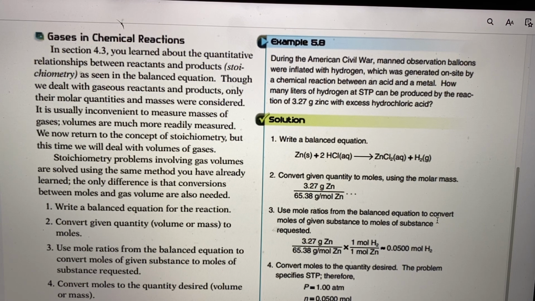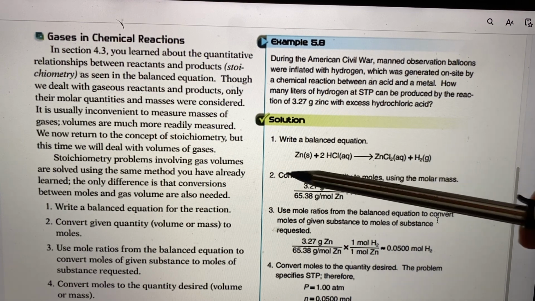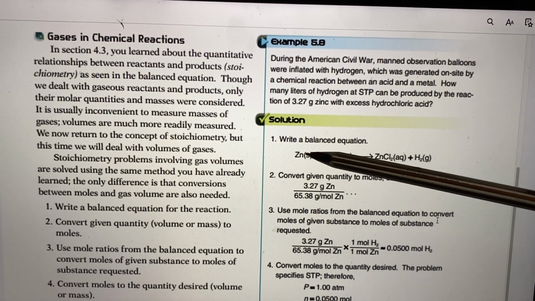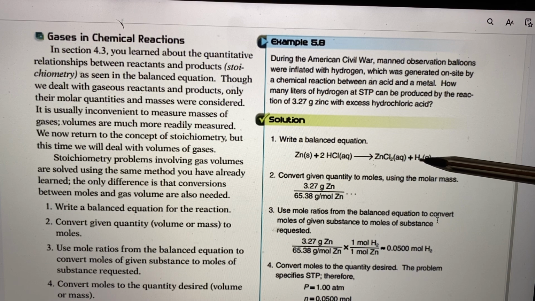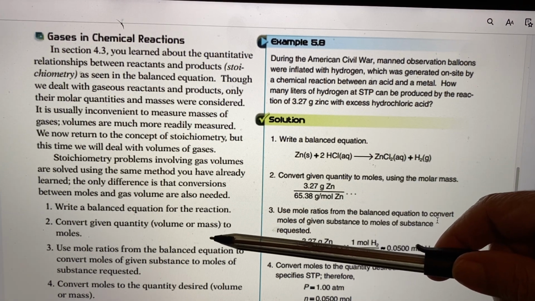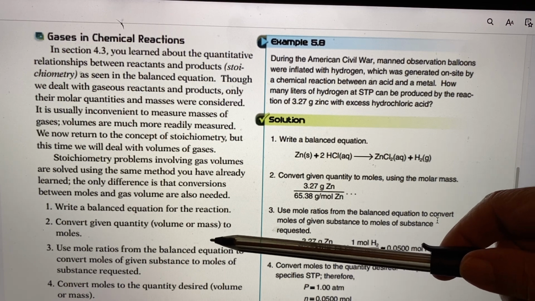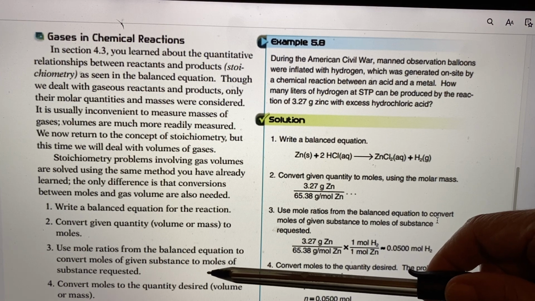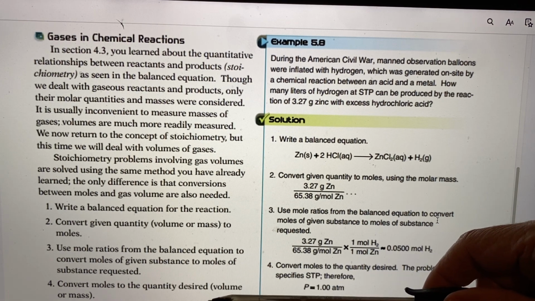So this is gases and chemical reactions. Basically, this is called stoichiometry because we have an equation. As seen in the balanced equation, we can find the molar values. So we're going to write the balanced equation, convert the volume or mass to moles like we did a long time ago, use these mole ratios, and then convert the moles to the quantity desired.